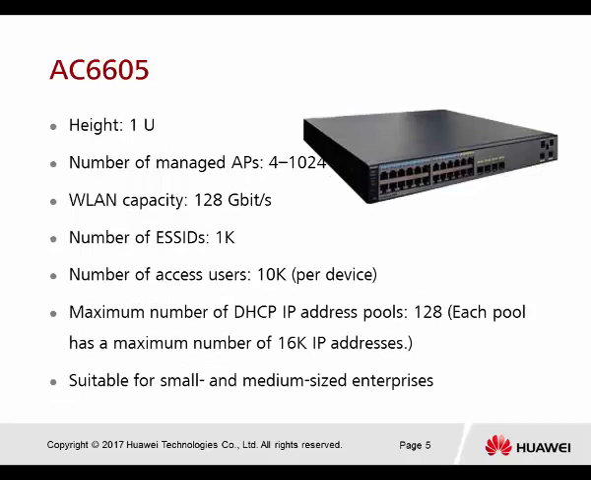So the next one, AC6605. Compared to the previous one, the difference is the number of managed APs. This one can support up to 1024, which of course is license based. If you want to get up to this number of APs, you have to purchase a license from Huawei. The capacity is better than the previous AC6005. The number of ESSIDs is the same as the AC6005, but the number of access users is higher. This one can support 10,000 per device.